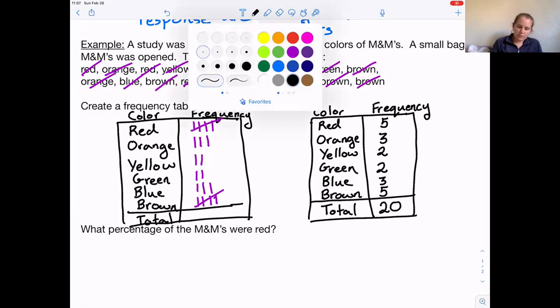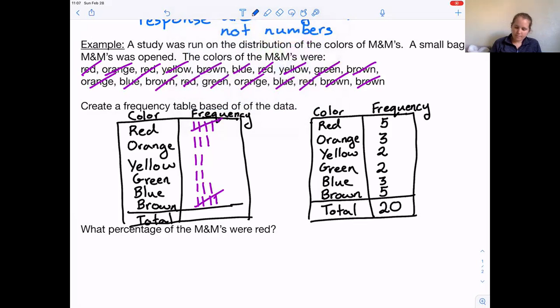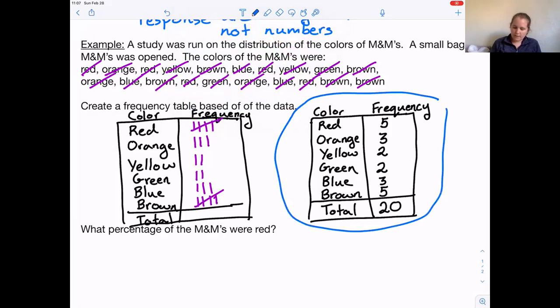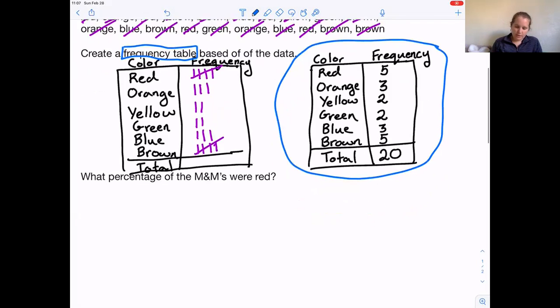So what I just drew to the right is our frequency table. Our frequency table is presented as, here are the responses, and this is how many people gave each response, or in this case, how many M&Ms were each color. From here, we can answer a quick question.